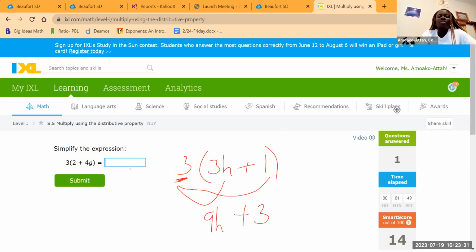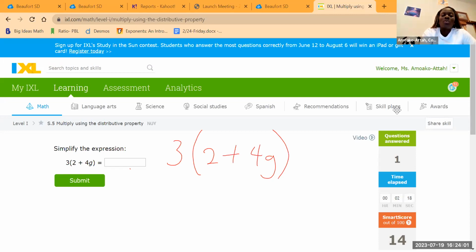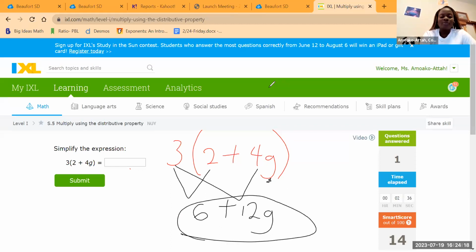All right. So let's see this question too. We have 3, then inside a parenthesis, we have 2 plus 4g. So how do we simplify this expression? Always, the number outside the parentheses will multiply the numbers inside the parentheses. So this is 3 times 2, giving us 6, plus 3 times 4, which is 12. But we have the g, so 12g. You can't add this again. So this becomes a final answer.